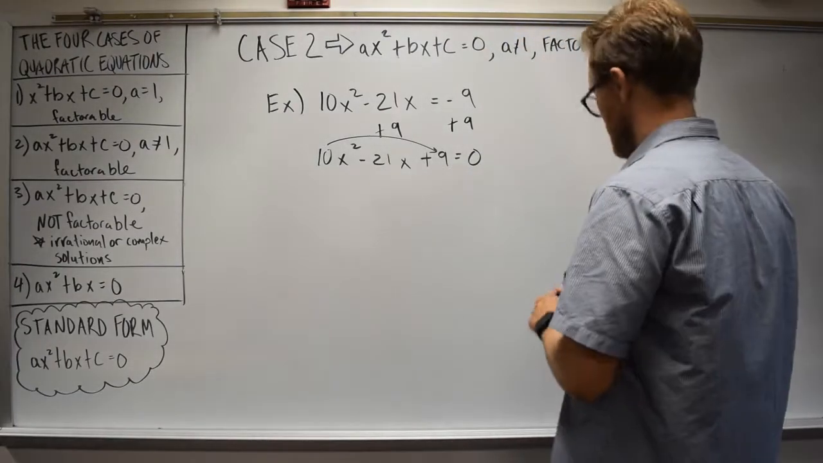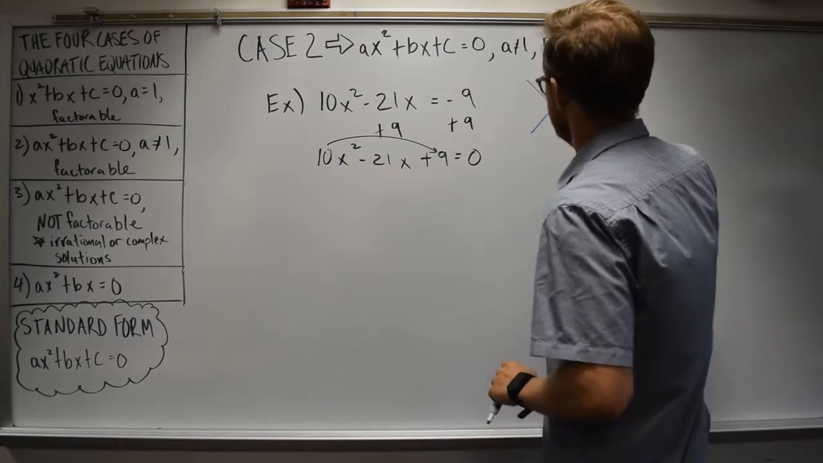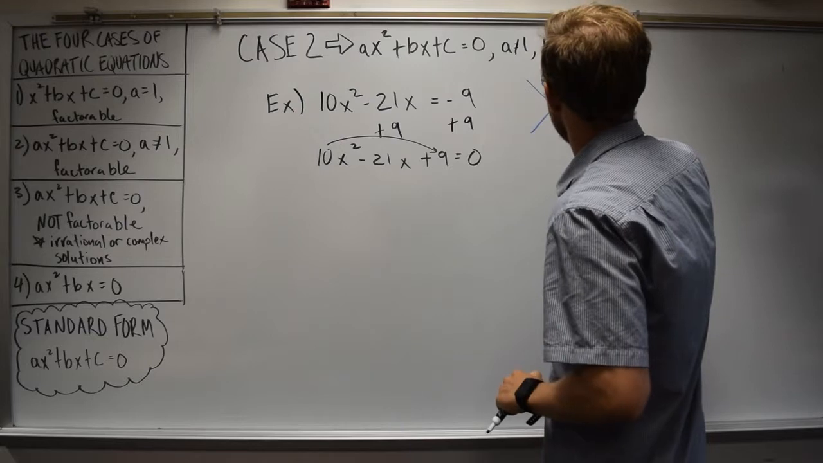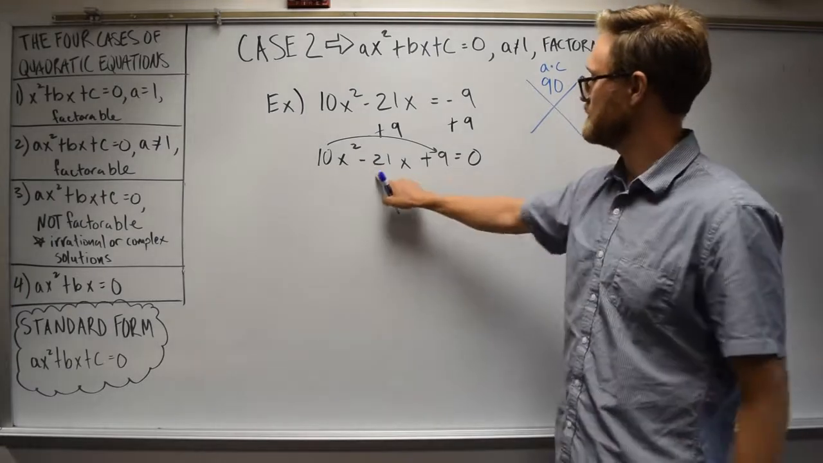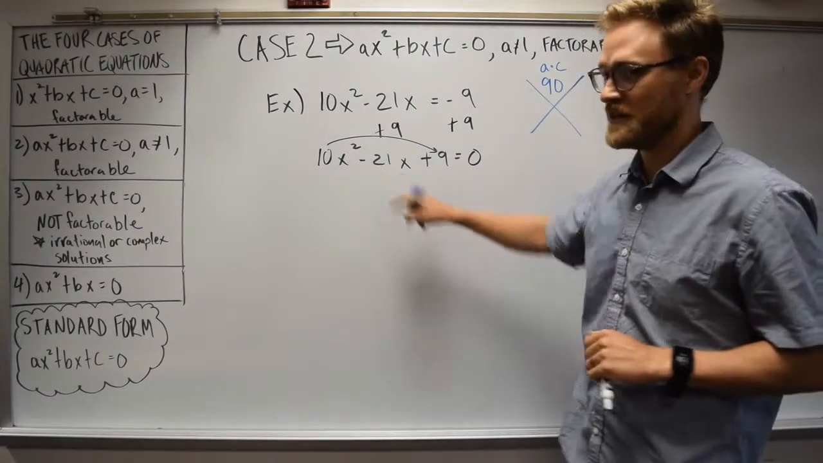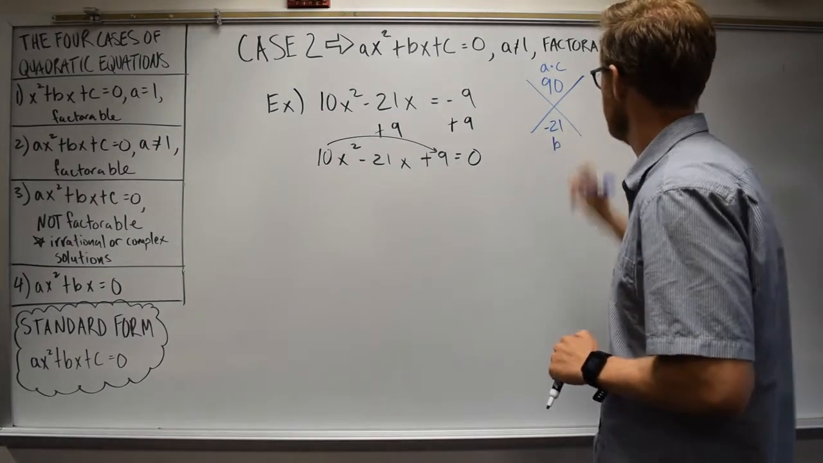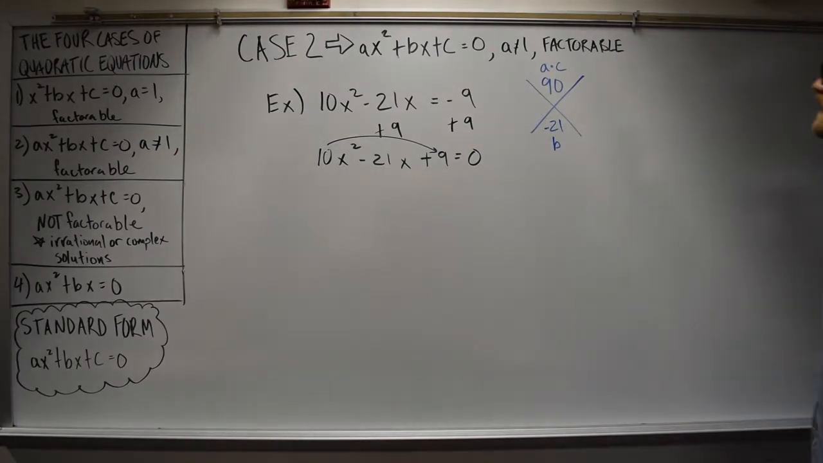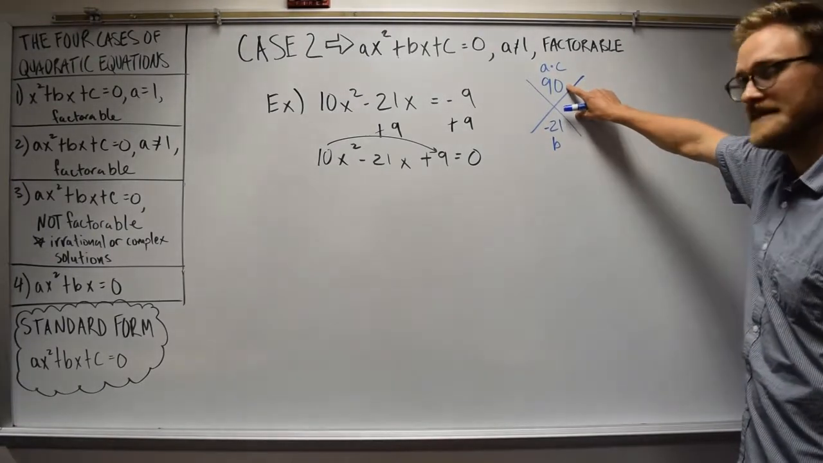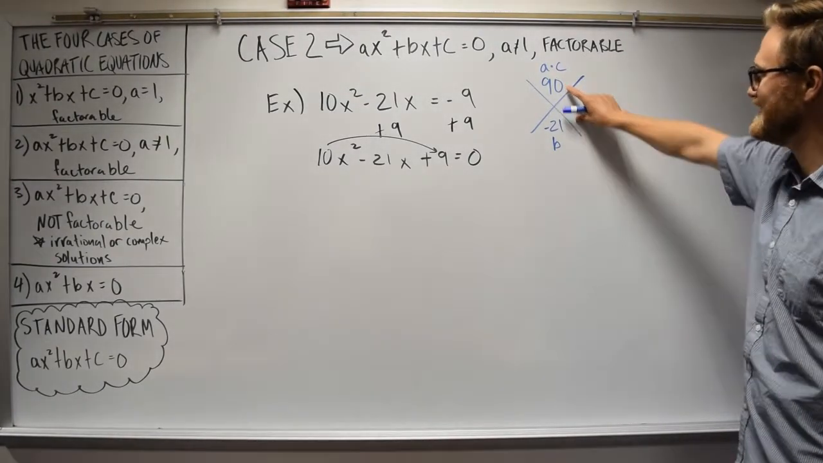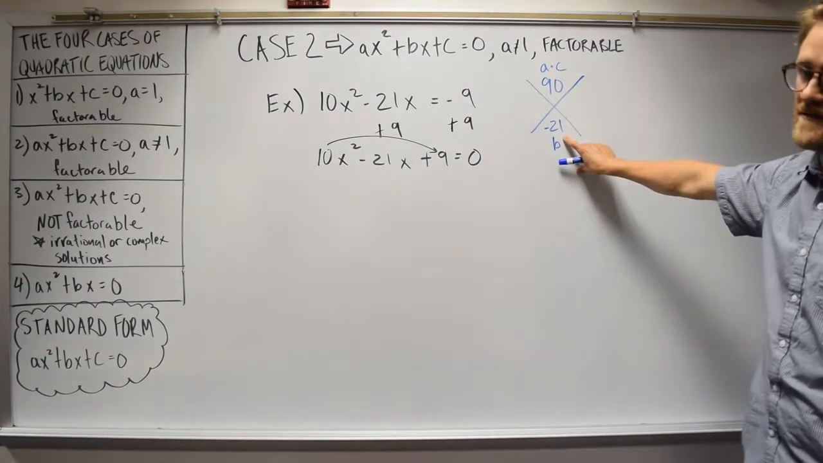And I'm going to use this diagram over here on the left to organize some of this information. I'm going to put 90 up top here, which is A times C. And I'm going to put the coefficient of the B term down here, negative 21. So this is B. Now, in these two spots, I'm going to think of two numbers that multiply to AC. So these two numbers are going to multiply to 90, and the sum of the two numbers is going to be equal to negative 21.